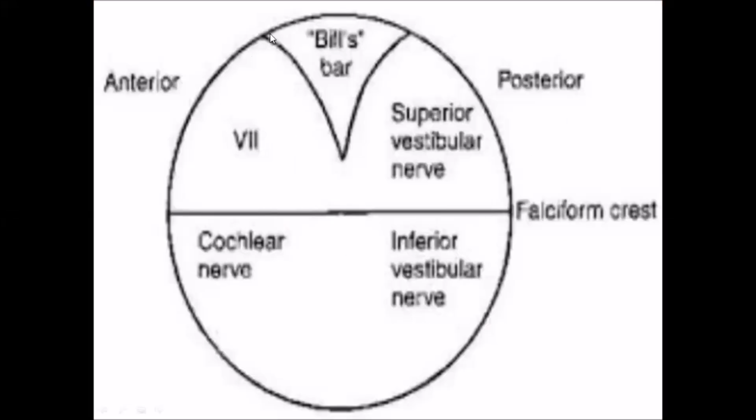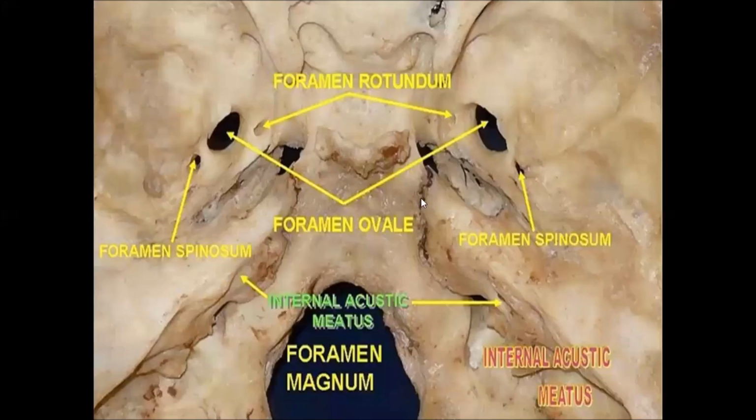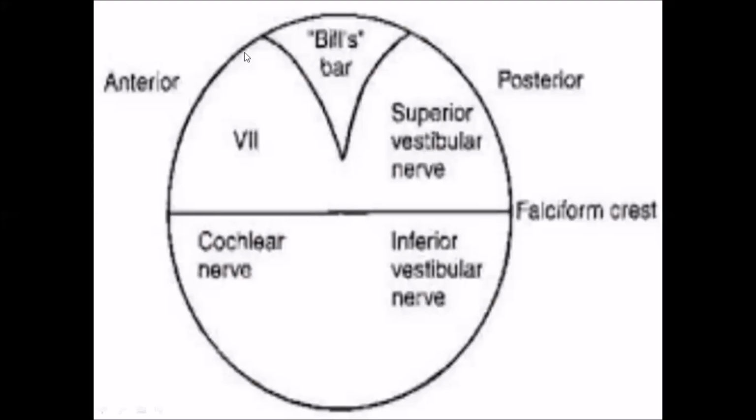So this is the structure called the internal acoustic meatus, the porous internal acoustic meatus. Here you see the internal acoustic meatus. Now we are getting into the internal acoustic meatus, and then we will get this structure. This is the anterior, this is the posterior, this is the superior, and this is the inferior. Okay, so this is the Bill's bar.